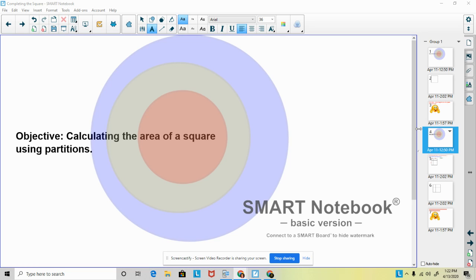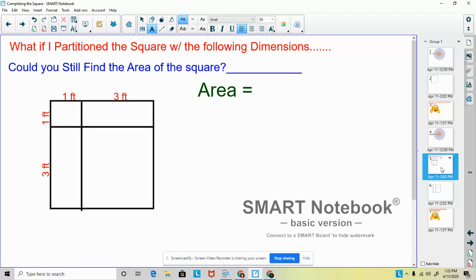All right, so yesterday we looked at just calculating the area of a square. Today we're going to look at calculating the area of a square when we partition that square. So let's go ahead and jump into it. Okay, so what if I partition the square with the following dimensions?